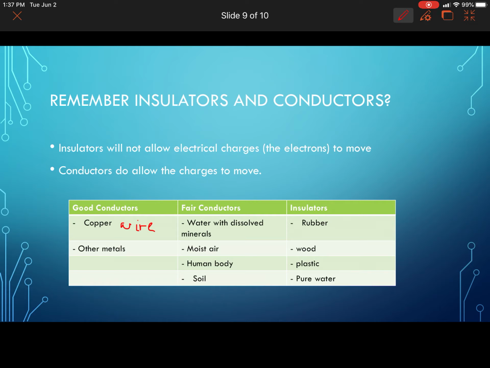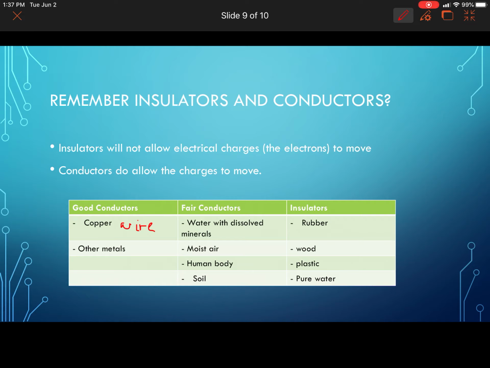If you have stuff dissolved in water, it will conduct electricity. Moist air, so air that has some water in it, is a fair conductor. Human body, we are also conductors. Electricity can move through us. And soil, we can have electricity move through soil as well.